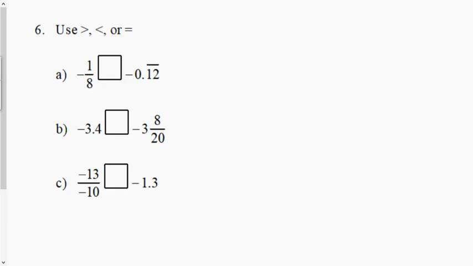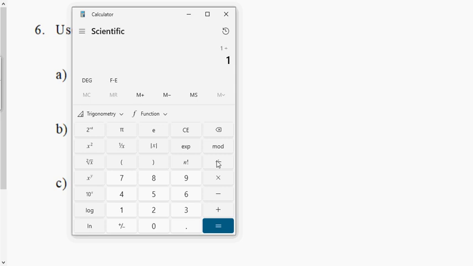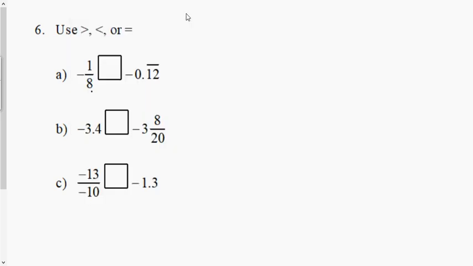Question 6 gives us greater than, less than, or equal to. So the first thing you want to do is change -1/8 to a decimal, which is 1 divided by 8, or 0.125. So this is -0.125 and -0.1212. Which one is larger? The closest to 0 is this one, and therefore that is the greater number.